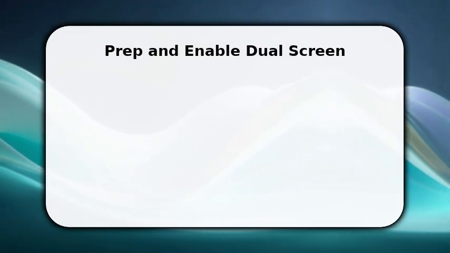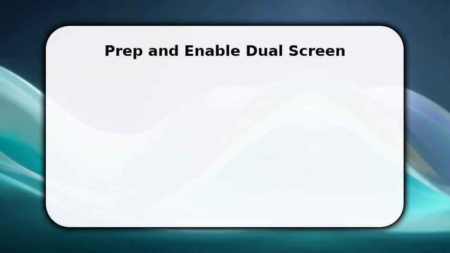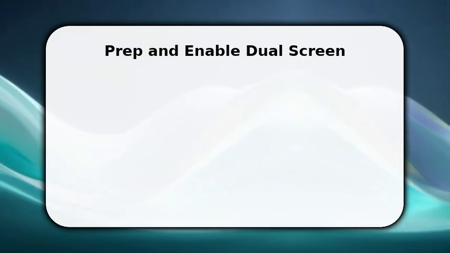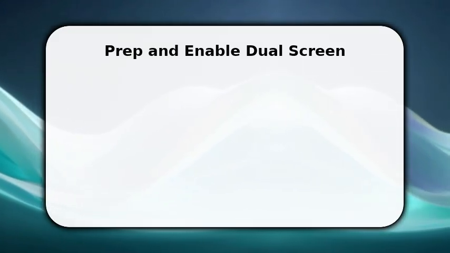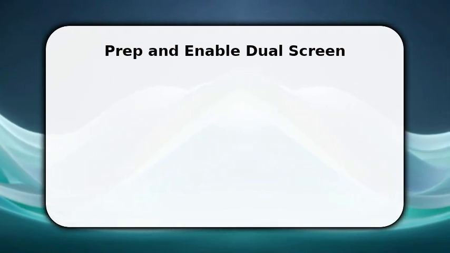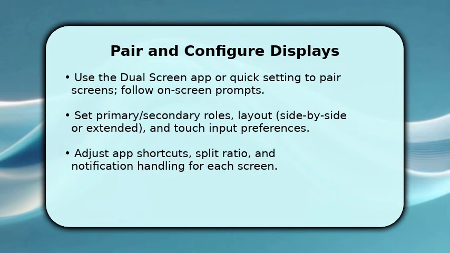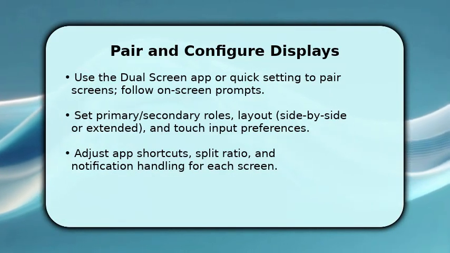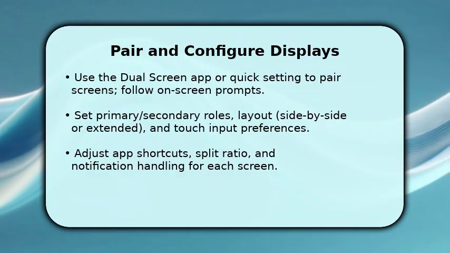Grant any requested permissions. This step enables the feature and prepares the phone to pair screens, so make sure the update's finished before moving on. Once dual screen is enabled, open the dual screen app or pull down Quick Settings to start pairing. Follow the on-screen prompts to connect the second display.